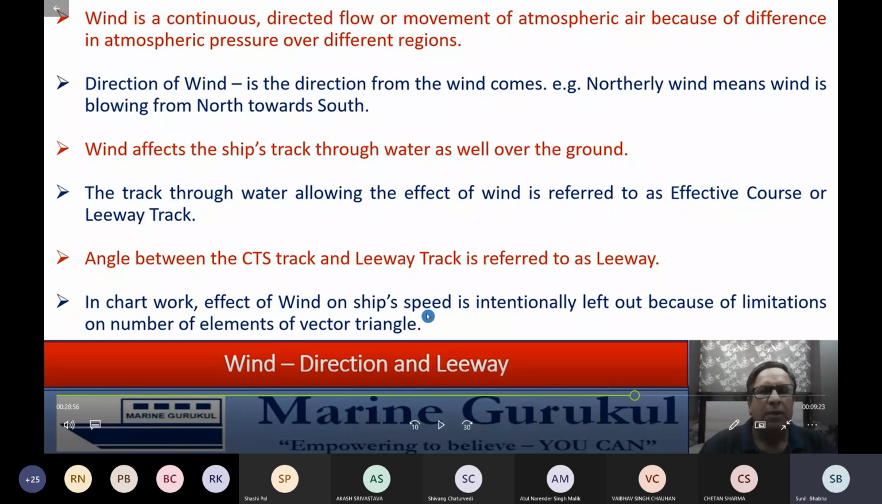So as far as chart work is concerned, we do not consider any effect of wind on the speed of the ship. Though practically it is possible that wind may have some effect on the ship. If the wind is coming from stern, it may lead to a little bit of increase in speed. If the wind is coming from right ahead, it may lead to a little bit of reduction in the speed. But as far as chart work is concerned, we only consider the effect of the wind on the course. No effect is considered on the speed of the ship.